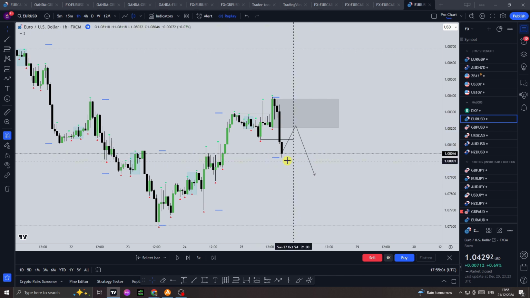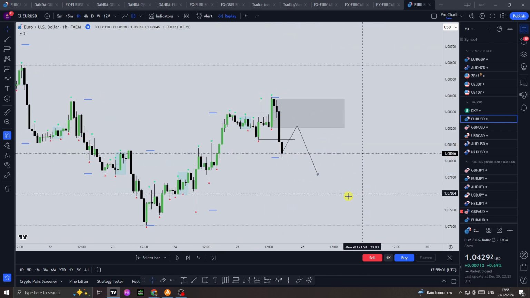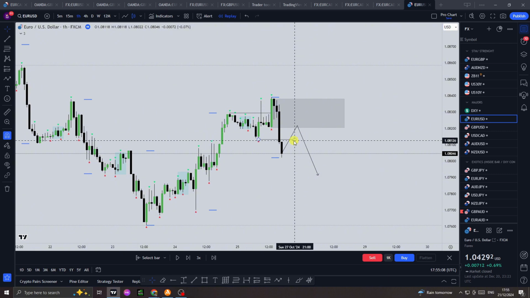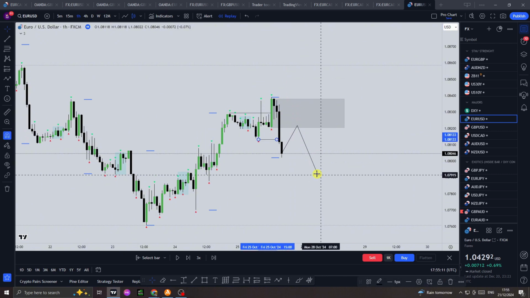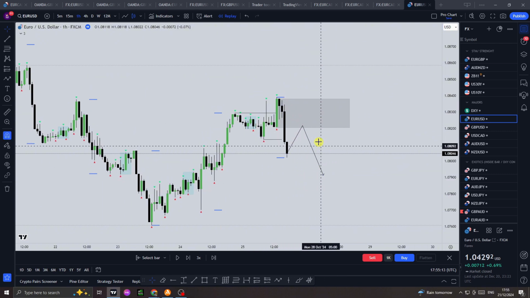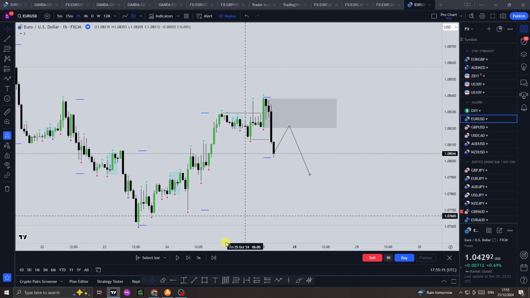Now how lower you want it to go from the order block is a completely different video, and there are different tools that you can use to predict how far price will go after tapping the order block. But let's see how this one plays out.